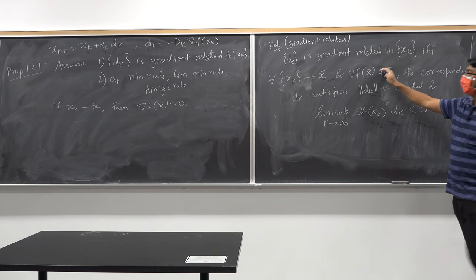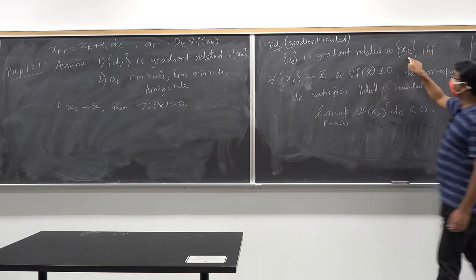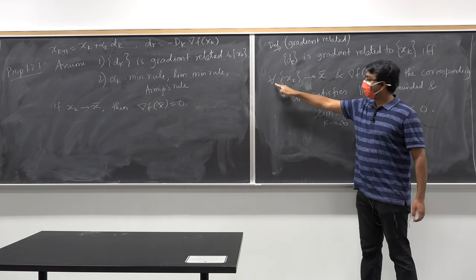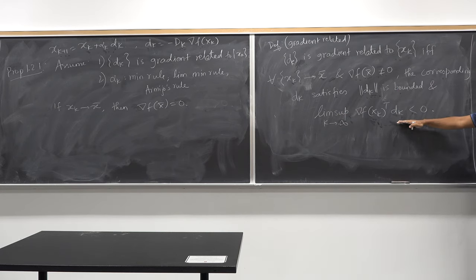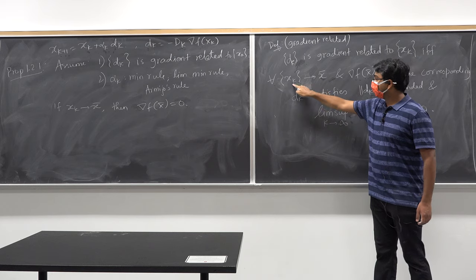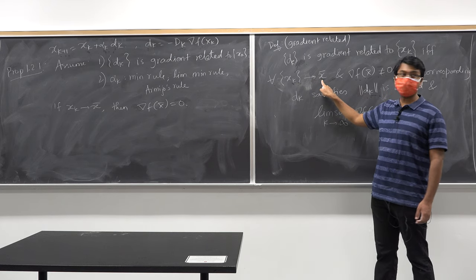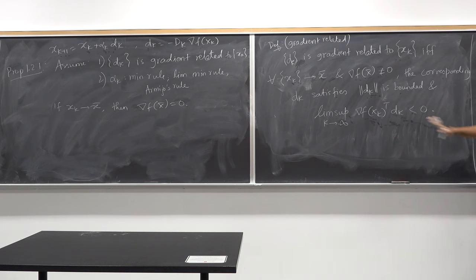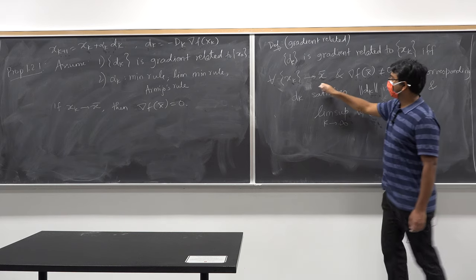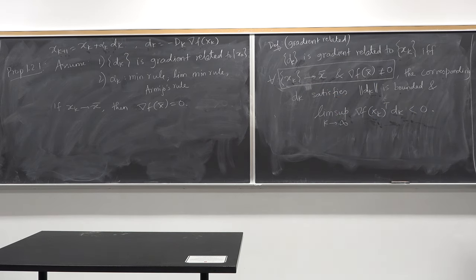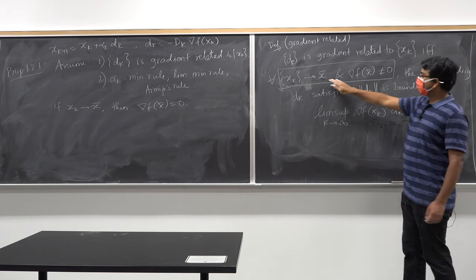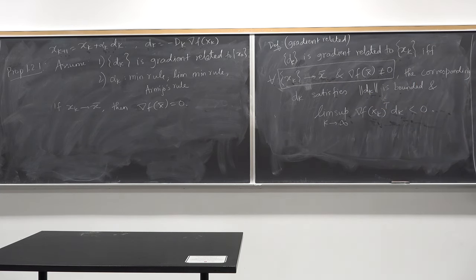This is a definition. So what I'm saying is if dk is gradient related to xk, then for every sequence that converges to a non-stationary point, this condition must be satisfied. If the sequence converges to a stationary point, this condition need not be satisfied. Does that make sense? Okay, so this is the important part here. I'm only looking at a sequence which converges to a non-stationary point, then this condition must be satisfied. If it converges to a stationary point, I don't care what dk satisfies.